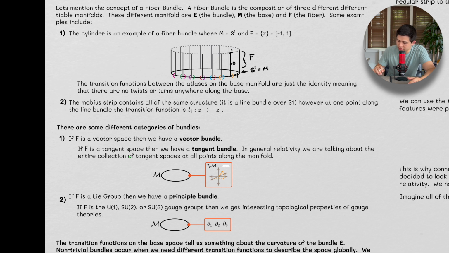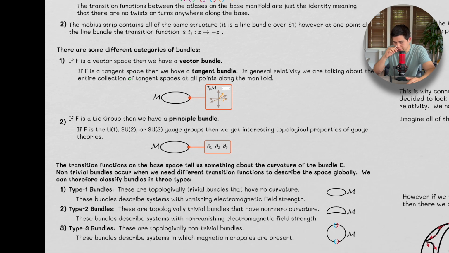So there are some different categories of bundles. We're going to classify these bundles very briefly, just to really solidify our understanding of these. If F is a vector space, then we have a vector bundle. An example of this is a tangent bundle. In GR, in general relativity, we're talking about the entire collection of tangent spaces at all the points along the manifold. So you have this base manifold that we've talked about, which is the four-dimensional manifold, and at every point you have a tangent space, and that tangent space is a vector space, and so we call this a vector bundle, specifically a tangent bundle.